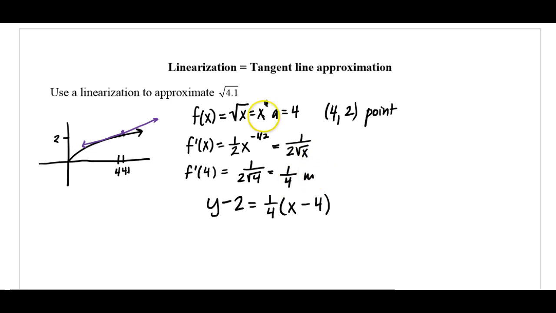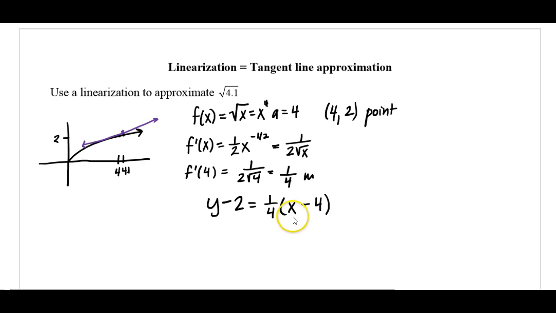So notice we haven't done anything with 4.1 yet. We don't deal with the decimal or that weird value until we have a nice linear function. So we don't want to do anything crazy like plug 4.1 into the square root of x. That was the problem in the first place. Or try to plug it into 1 over 2 radical x. That still creates the same type of problem. We're not going to plug in the ugly number until we get to a line, because it's easy to plug a number into a linear function.